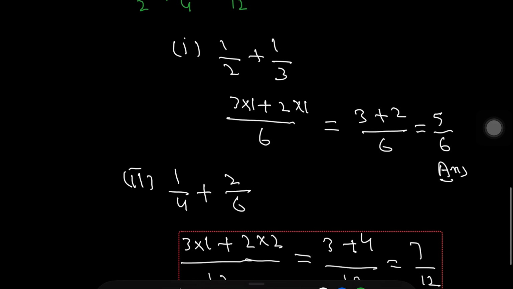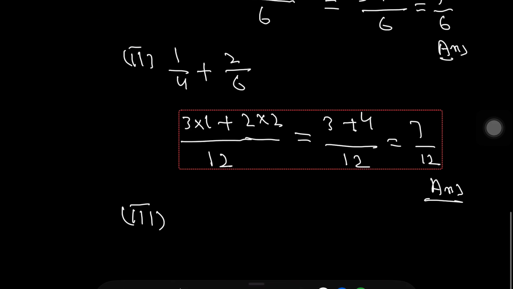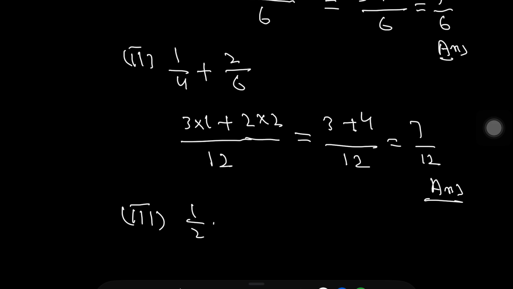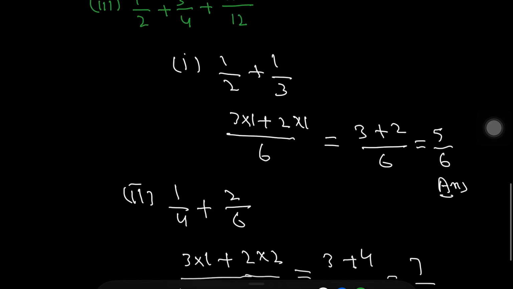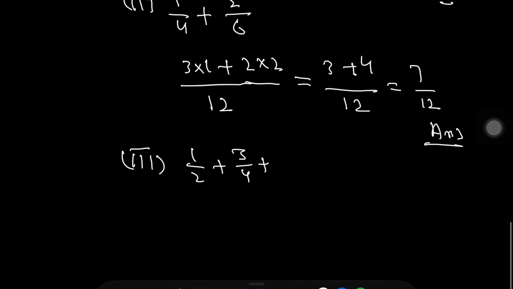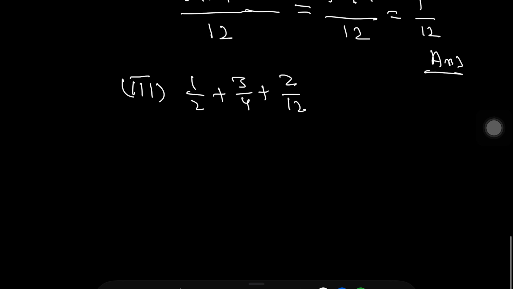1 upon 2 plus 3 upon 4 plus 2 upon 12. So in this example, first we check which number we take as the LCM. So here we take the LCM as 12, because on 12 the 4 table goes 3 times and the 2 table goes 6 times on 12.